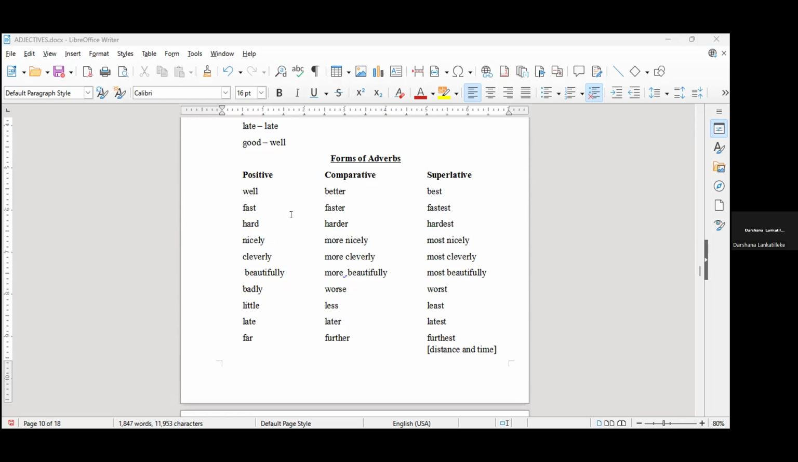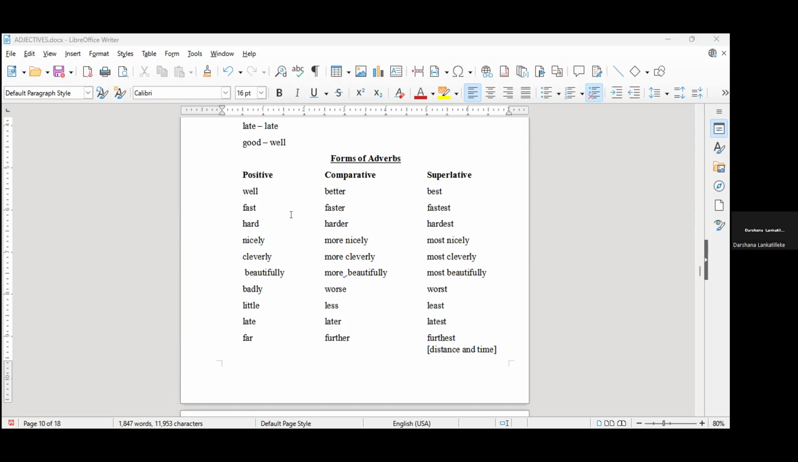He runs better than the others. Runs better than the others, or faster than the others. Okay, than we used. Fastest or the best. Now here in adjectives, we used good, better, best. In adverbs, we use well, better, and best. Okay, well, better, best. So these are irregular. And regular adjectives, of course, what we do is we add ER, EST. ER for the comparative form and EST for the superlative form.